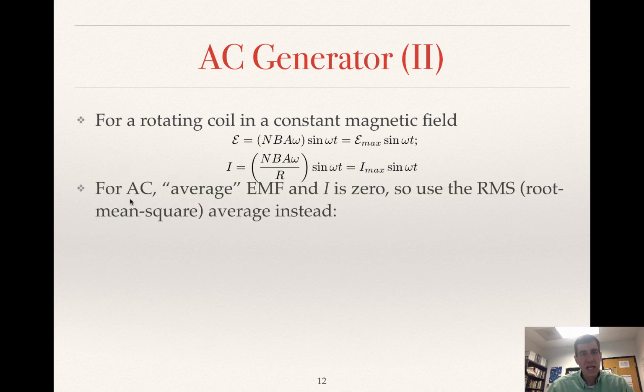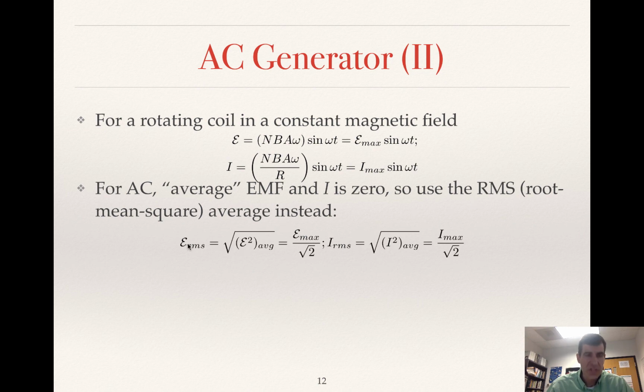So if you have an AC generator, of course, it's just a sinusoidal thing, so the average EMF and current is going to be zero. So it's useful to define something called the RMS, or the root mean square average. Basically, to get the RMS, you square things, then take the average, then take the square root. And what happens mathematically is this turns out to be the maximum over the square root of 2. Again, this is just a way to take the average, since if you just take a simple average of a sinusoid, you just get 0.